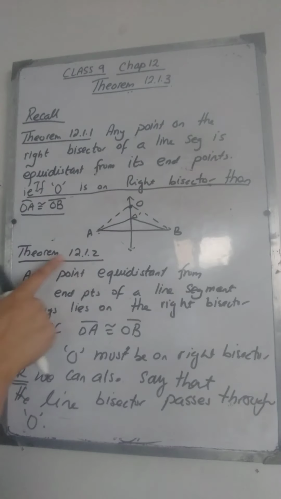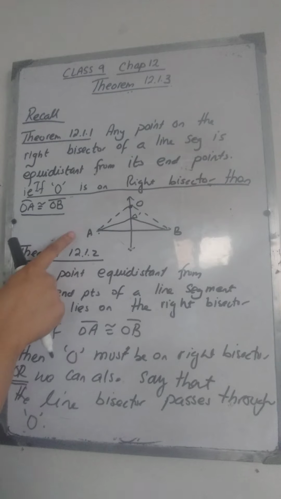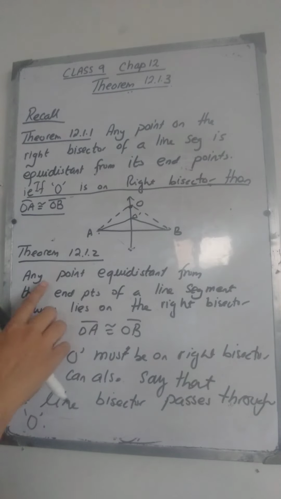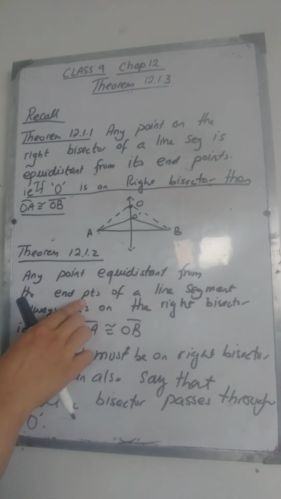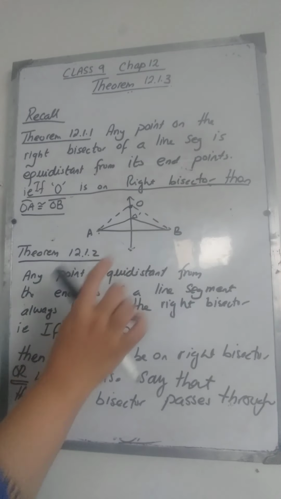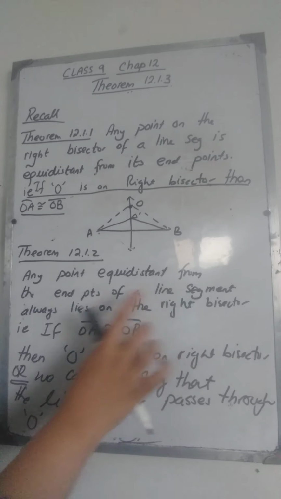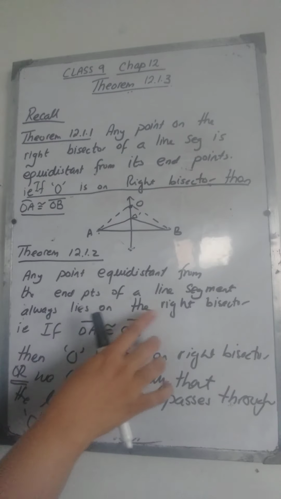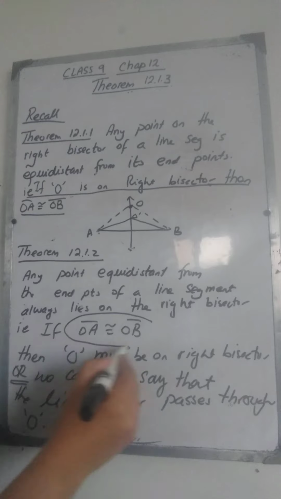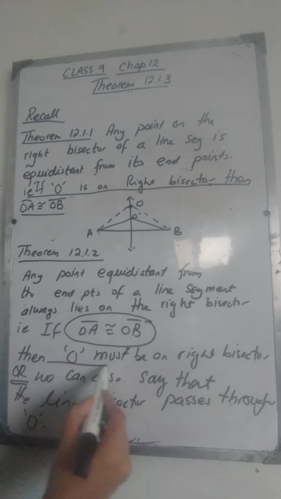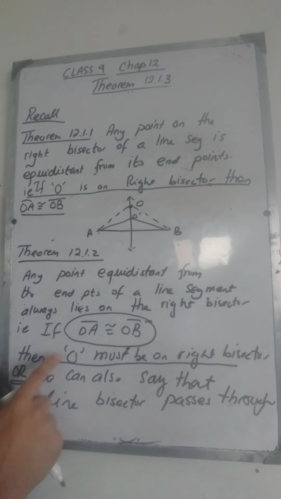Theorem 12.1.2 is just the converse of it. Converse means just the reverse statement of this. What does it tell? Any point equidistant from the endpoints of a line segment always lies on the right bisector. So here we know that the point is equidistant from the endpoints. That is, if OA is equal to OB, then you can say that O must be on the right bisector of AB. It is the reverse.